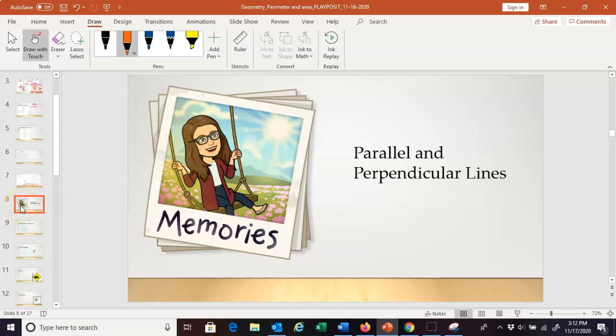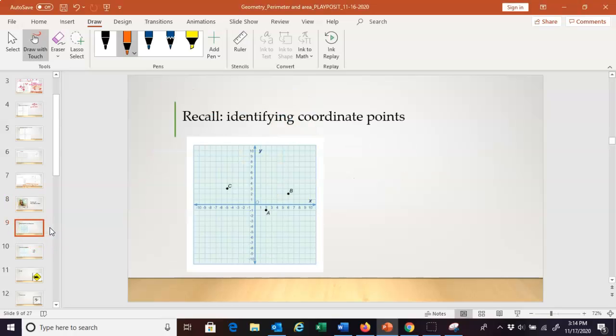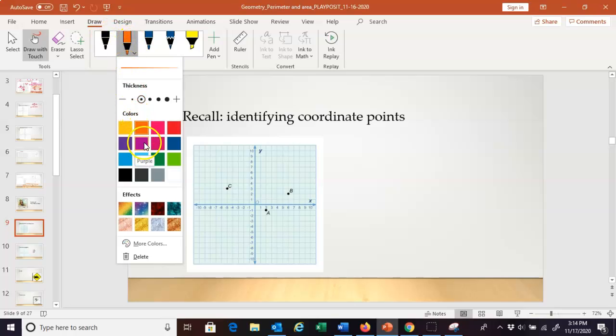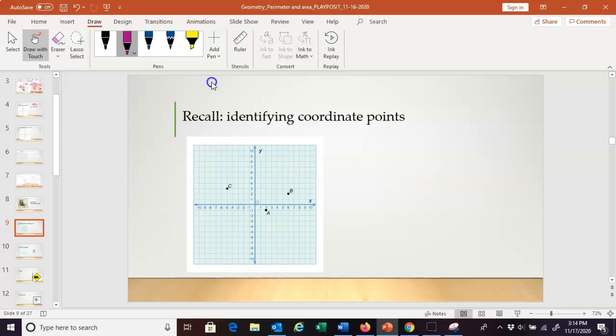All right, so we're going to review parallel and perpendicular lines, something that you most likely recall from Algebra 1. So let's recall coordinate points. I know that we've been plotting these points in the last few examples, finding the different shapes. But remember, you're always going to start at the origin here, and you're going to go in the x direction first.